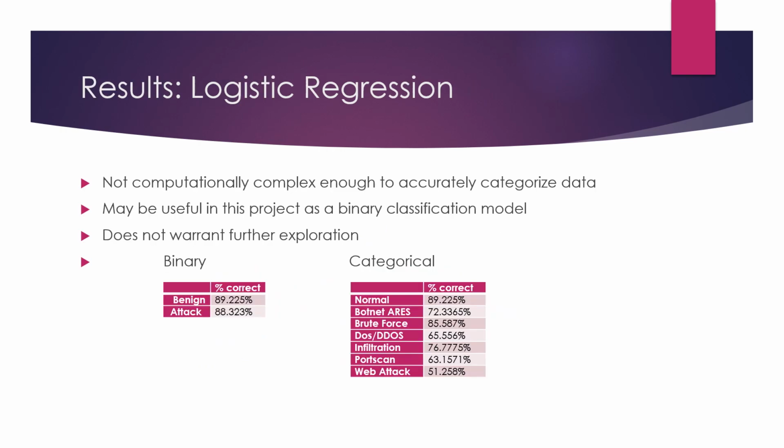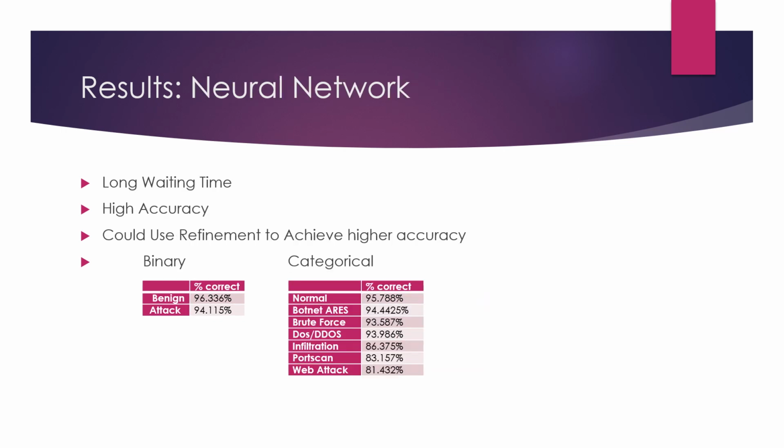Some results that came about from logistic regression. One thing that we found out very soon was that it was not computationally complex enough to really accurately categorize the data as correctly as we may have needed it to be. May be useful later on in a binary classification model, but does not really warrant further exploration. In the case of the neural network, we had a longer waiting time. We waited hours, but because of that, we also had a higher accuracy. We could also refine further the model to achieve an even higher accuracy, especially within the categorical value of model number 2.